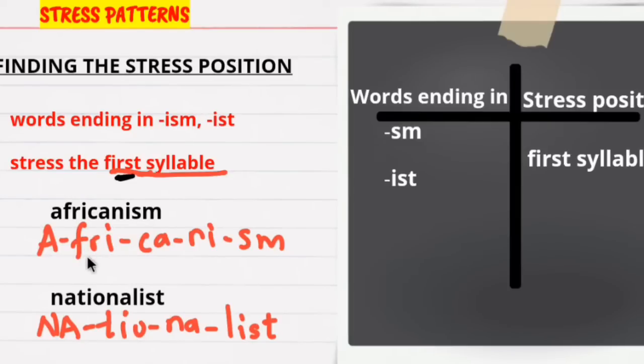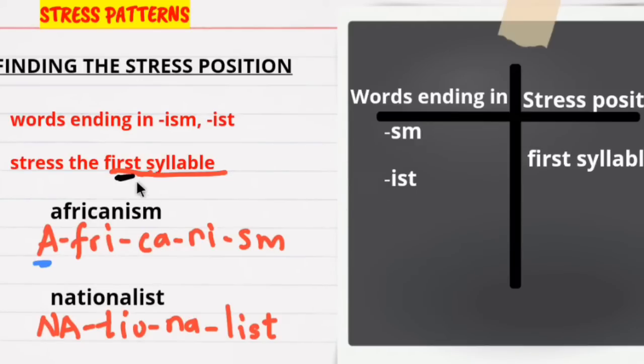That A will be in capital letters. Don't forget, any syllable that is found on the stress position will be in capital letters. That is why this A is in caps. So for Africanism, the stressed syllable is A. Now, for the next one, you have nationalist. It is also ending in IST, so this formula also applies.